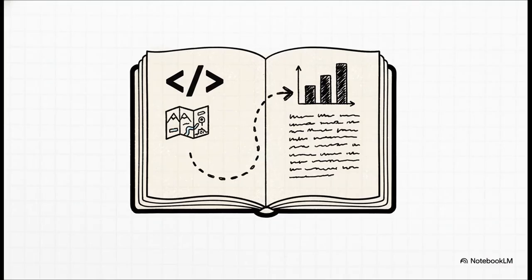The first pillar is what we call interactive storytelling. Because you can mix your live code right alongside narrative text and maps, you're not just showing the results, you're actually explaining the entire analytical story from beginning to end. And that is absolutely crucial for building trust and making sure your stakeholders really get the why behind your findings.